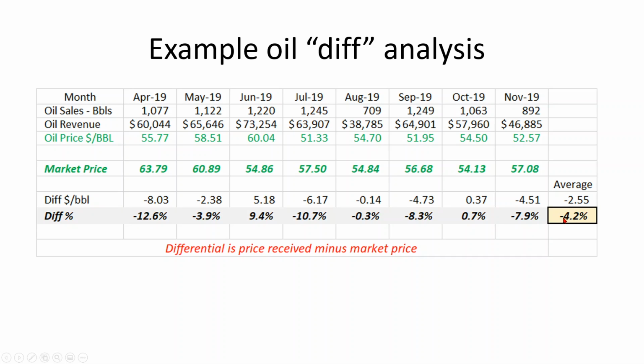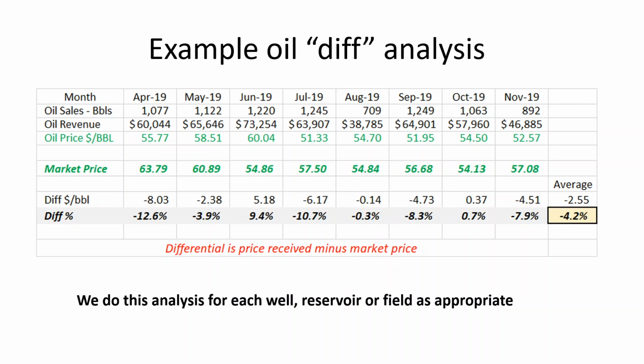An easy thing that you can start with is just to take an average of all these. So you have to use your judgment. In this case, the average is a negative 4.2% on the oil differential for this well that we're now analyzing. But you have to do this analysis for each well or reservoir or field as appropriate. If all the wells are in the same field and reservoir, you probably don't have to do this 100 times. You just do it for one or two wells in that field just to check it. But if several of the wells are in a different reservoir or in a different field, you have to do this calculation again. So you have to get differentials for each area and each well.